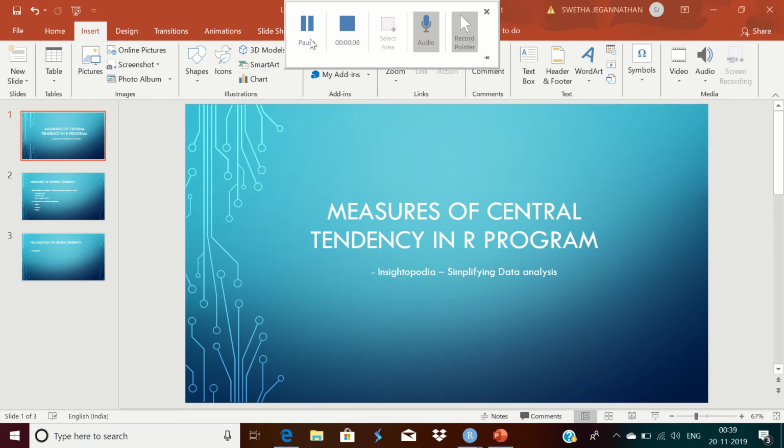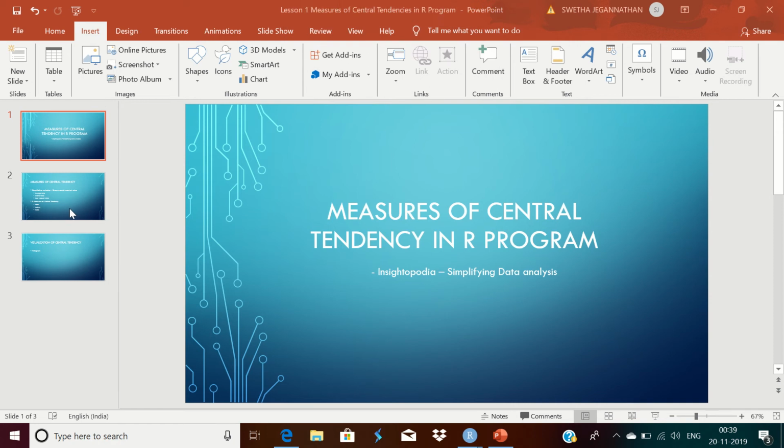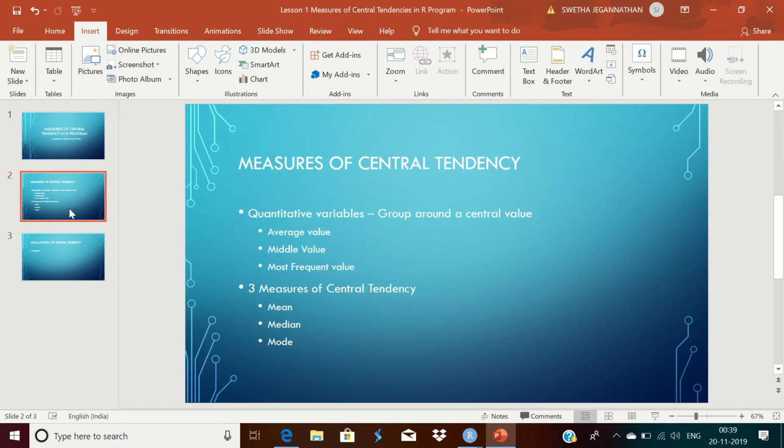Today, we shall see about measures of central tendency and how the same is executed in the R program. To understand measures of central tendency, you would have observed that quantitative variables have a tendency to group around a central value. Some of the more frequent terms that we hear in our everyday life are average value, the middle value, or the most frequent value, right? These would be nothing but your three measures of central tendency, which would be your mean, median, and the mode.